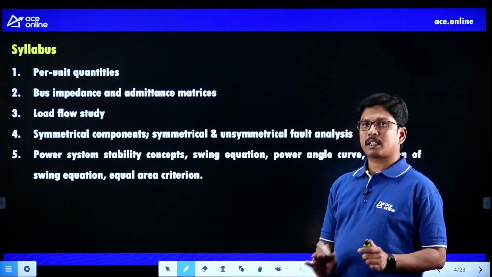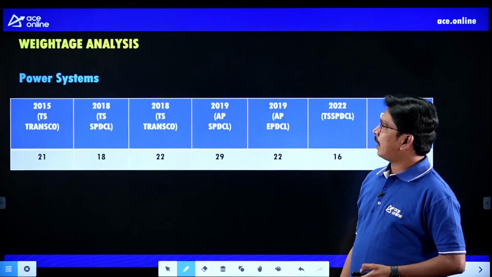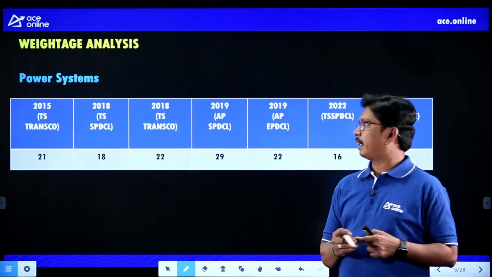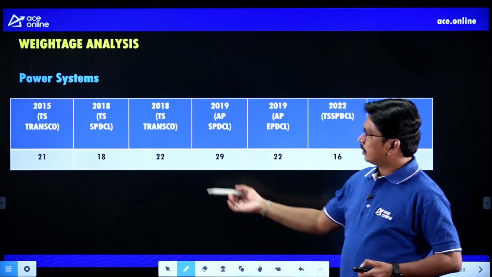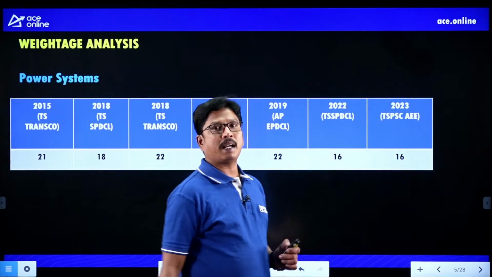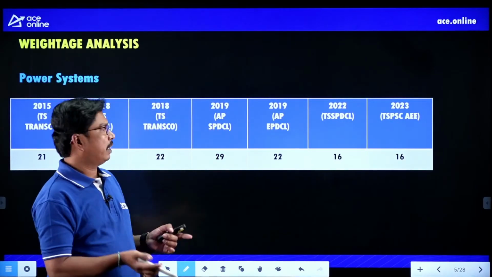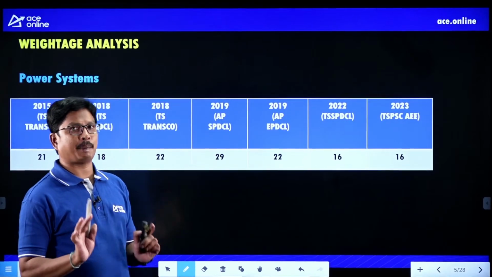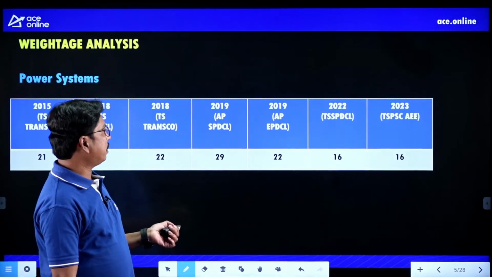This is the syllabus given by the prescribed TSPSC authorities, and the weightage analysis we have already seen in the TSPSC-EEE preparation strategy. So these are the marks we are going to expect, right? So 21, 18, 22, 29, 22, 16 and 16 are the marks we are having for power systems, right? Sometimes it may increase to 20, sometimes we get more than 15. So between 15 to 20 we can expect the weightage for the entire power systems, right?